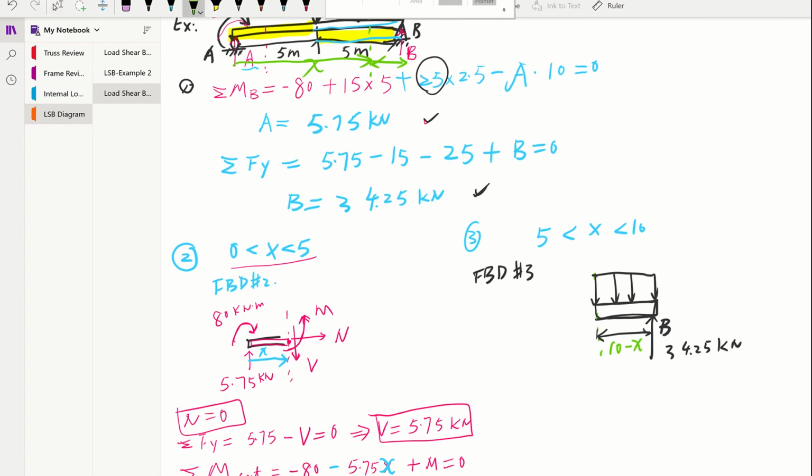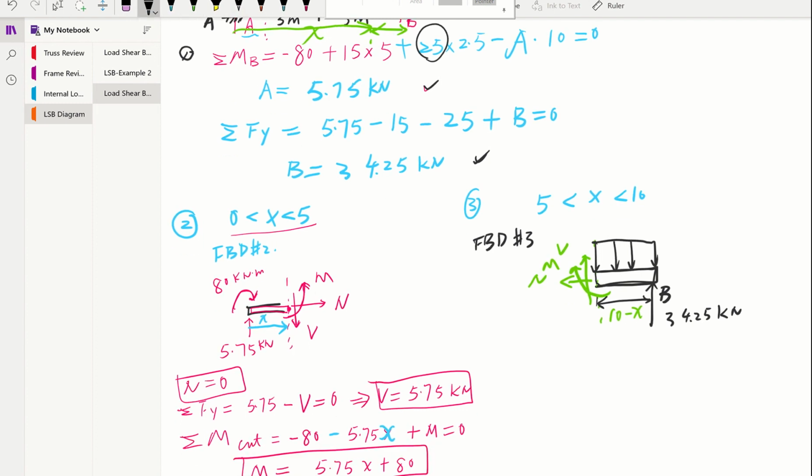We'll have this where you cut internally, so we're going to have this normal force. Also, we're going to have this V. Also, the bending moment. So all the 3. And N will be equal to 0. For force in the y direction, we'll have V going up positive. We'll also have this B going up, 34.25, equal to 0. Then we calculate our shear V as negative 34.25 kilonewton.